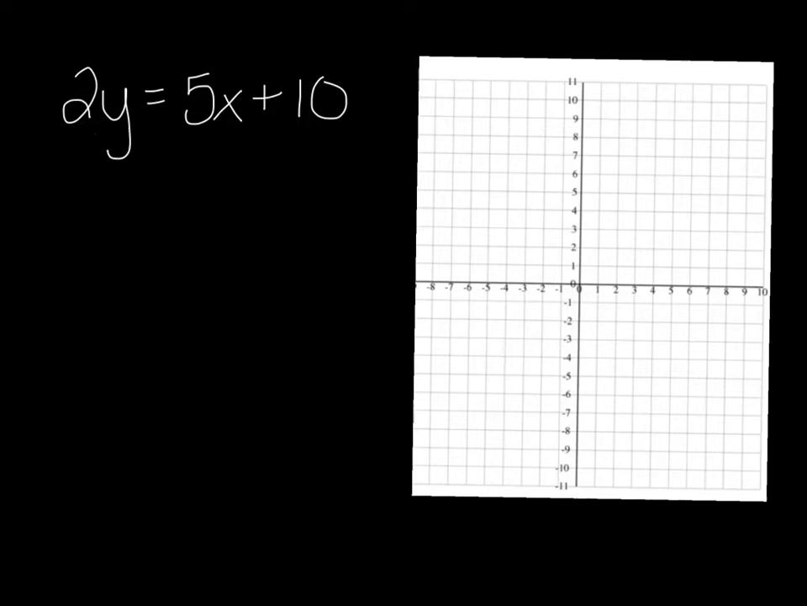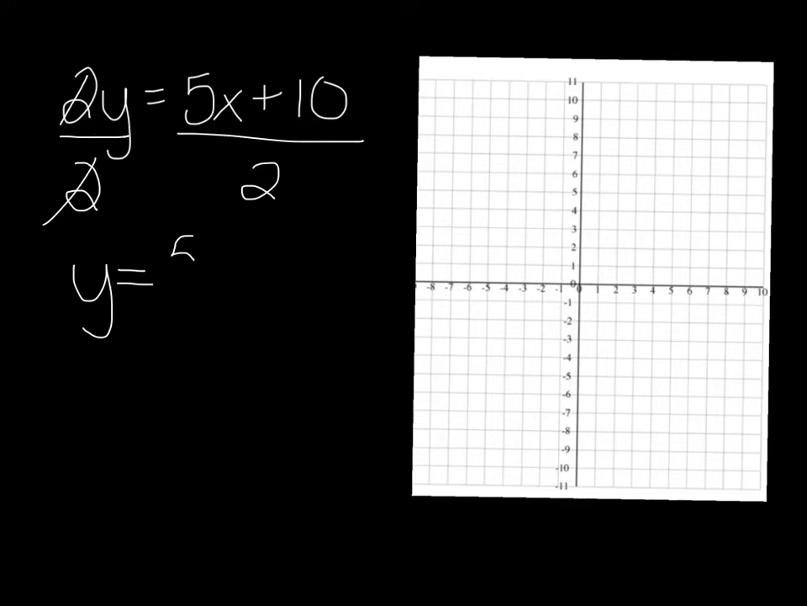Well, we think about when we solve an equation, to get that y by itself, it's 2 times y, so to get it by itself we would divide by 2. Well, if I divide by 2 there, I have to divide by 2 on this side as well. So that is going to give me y equals, because these are going to cancel out, 5 over 2x plus, and then 10 divided by 2 gives me 5.